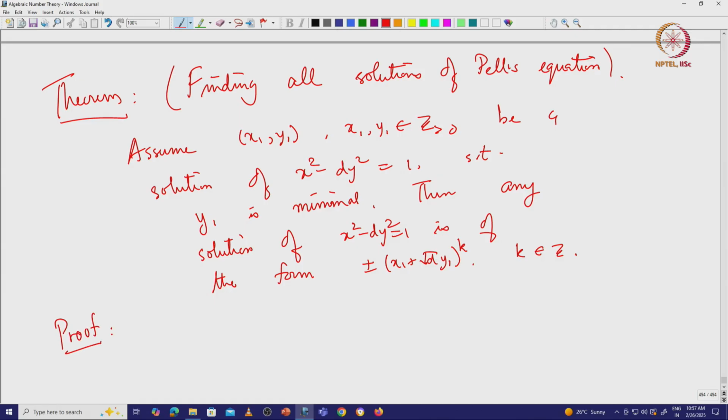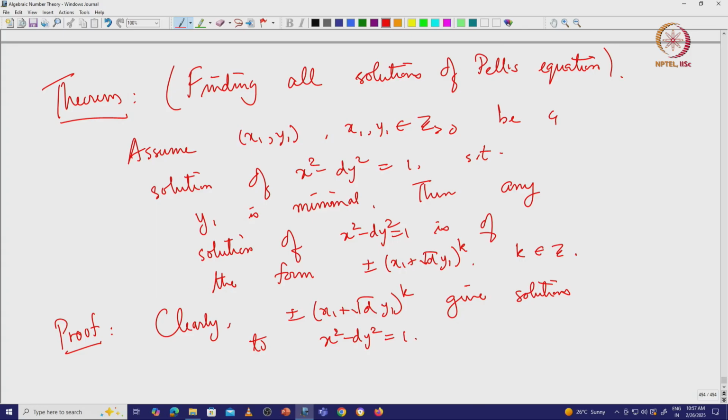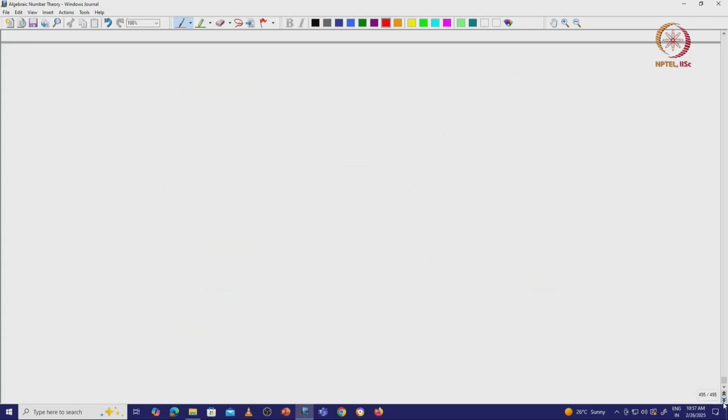Okay. So, it is clear that these are solutions. So, clearly plus or minus (x1 plus square root of d y1) to the k give solutions to x squared minus d y squared equals 1. You want to show that any solution is of this form, right.